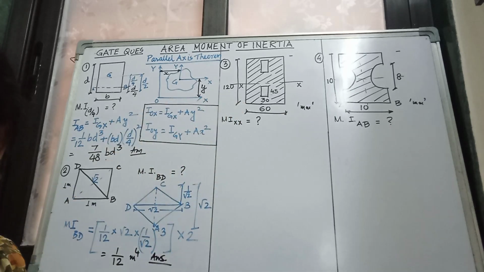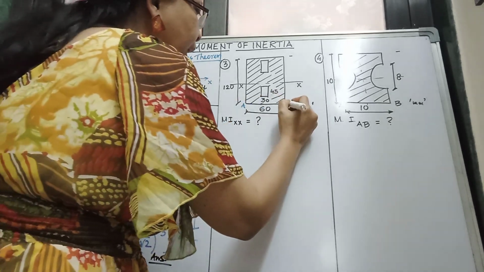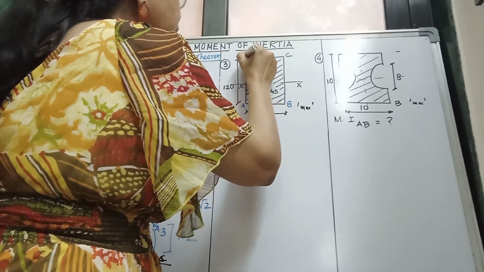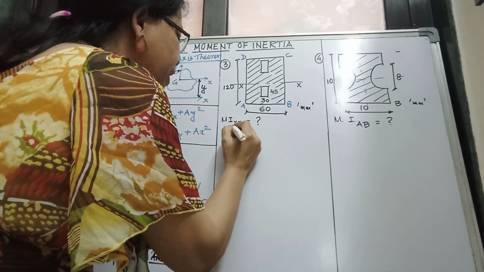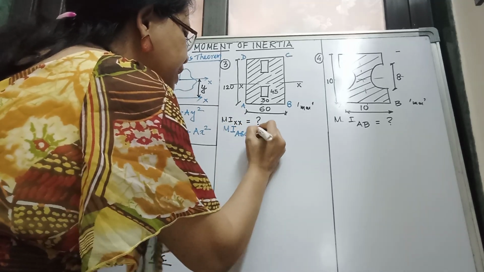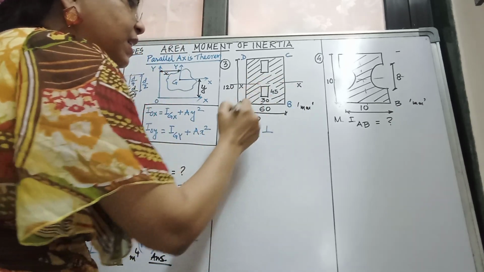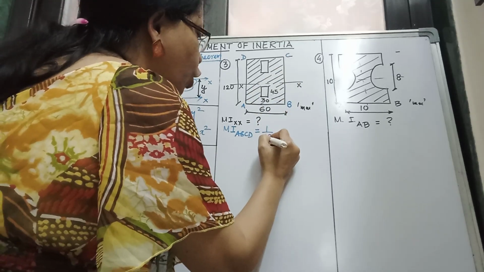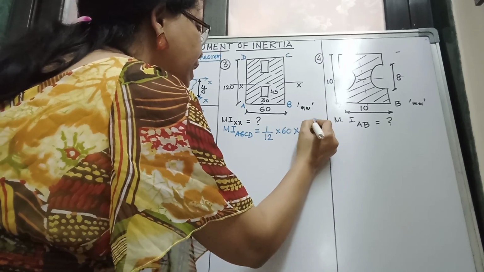This is another year's GATE problem. Tell me how we will solve it. Please try it. See, if we name it as A, B, C, D, so what is the moment of inertia of ABCD? That will be about the centroid. The x-axis is the centroidal axis. So it will be 1/12, 60 into 120 cubed.